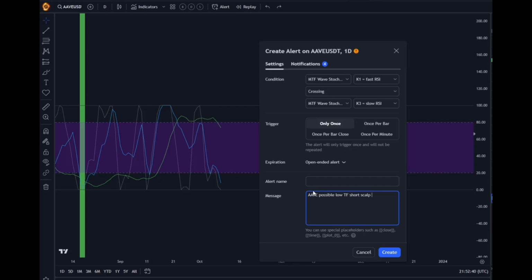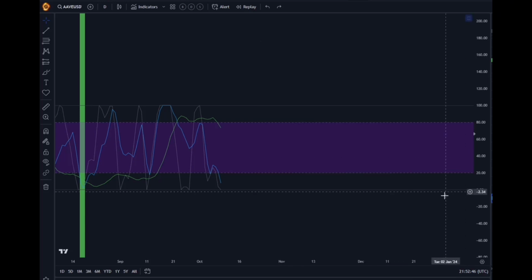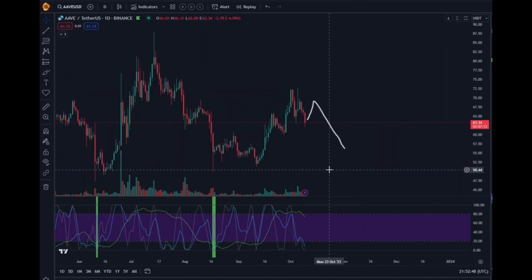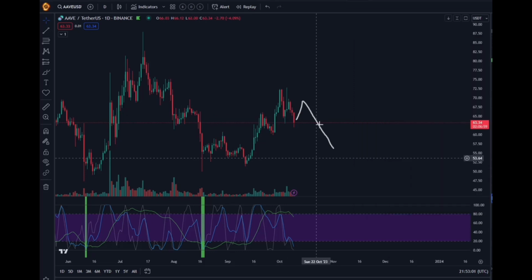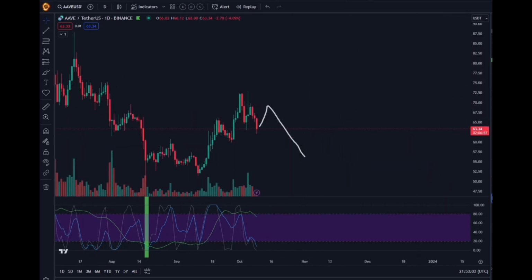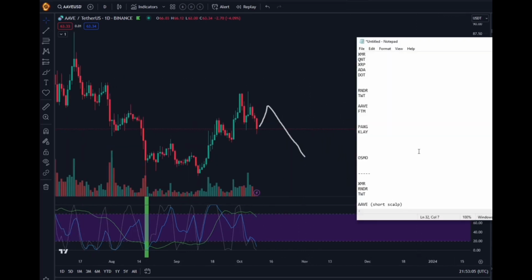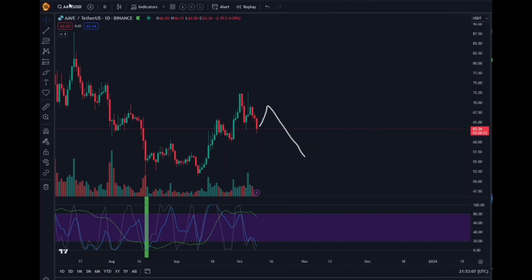scalp, also 1 day, 10 day, okay? So when that happens, I know where to look again, okay? And I'm gonna be writing AAVE short scalp. So that was AAVE. Let's move on to FTM.